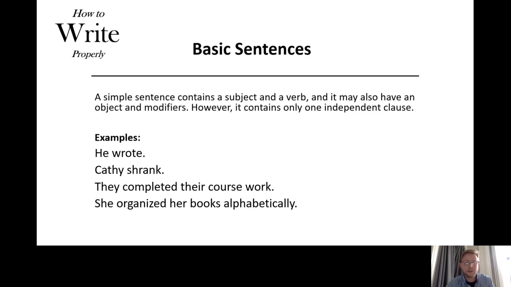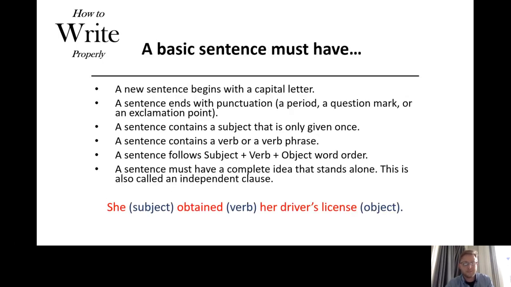And similarly, she organized her books alphabetically. So the organization is the verb, that's your doing word. And she, that's the person the verb applies to. She is doing the organizing. What is she organizing? Well, the object of the sentence is her books, and she's doing them alphabetically. That's a modifier, but like I say, you don't need to worry about that for now. The things that you definitely have to have are a subject and a verb on all of those sentences. Have those. There are other things that the sentence must have as well.